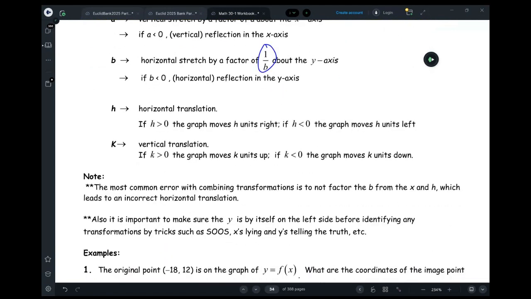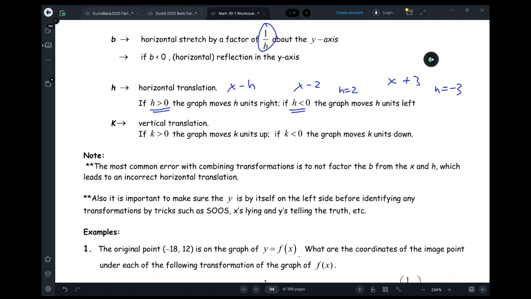h will be the horizontal translation. Just remember how that works. If h is positive, it goes to the right. If h is negative, it goes to the left. But there is a subtraction inside there. So remember, it's x minus h. So if I've got x minus 2, h is equal to 2. If I've got x plus 3, h is equal to negative 3. You just have to be reading that correctly off of the graph. And a very similar thing is going on with k, which is our vertical translation.